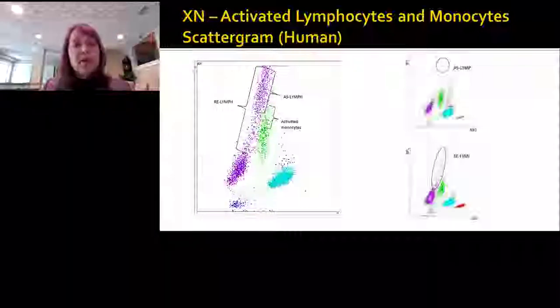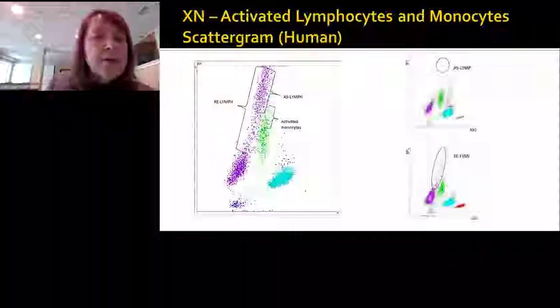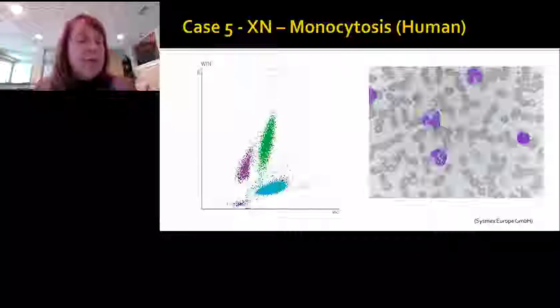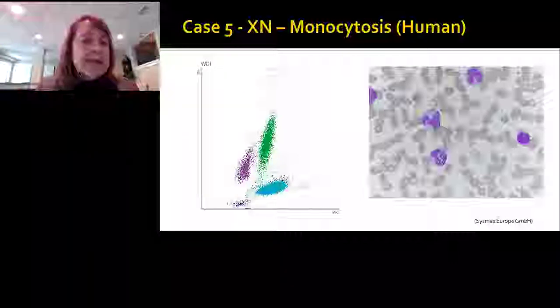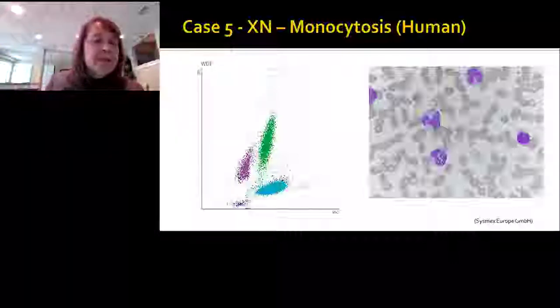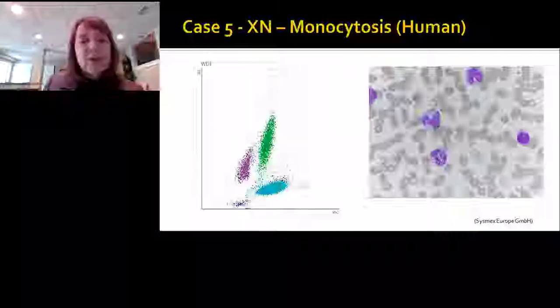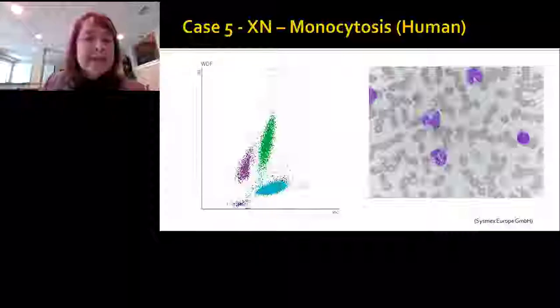All right, so I've included for monocytosis a couple of human ones since I didn't have the veterinary counterpart for the XN, but I thought they were still a good learning opportunity. So looking at this particular scattergram, we again find lymphocytes in purple, monocytes in green, our neutrophils are blue, and a very, very scant eosinophil population.